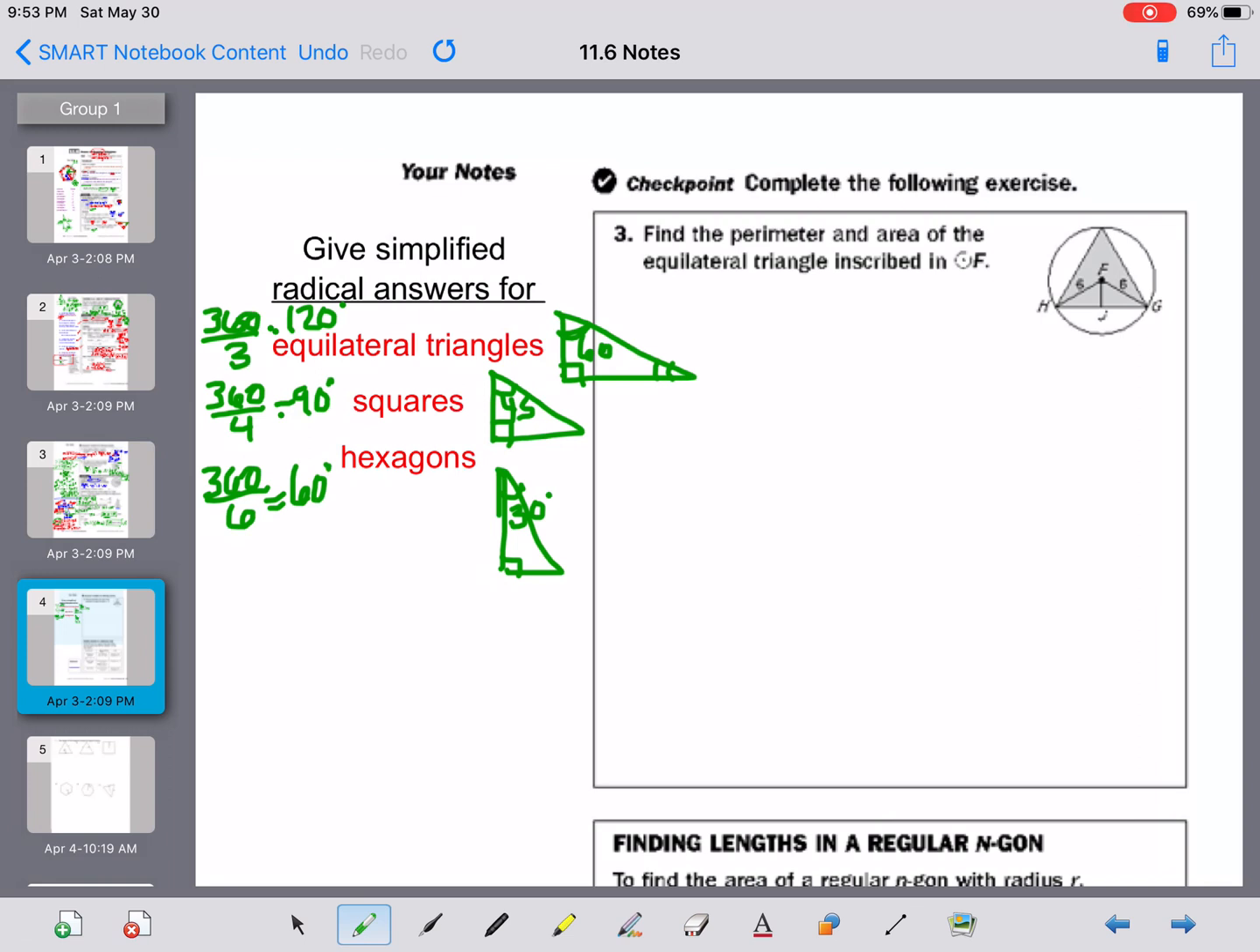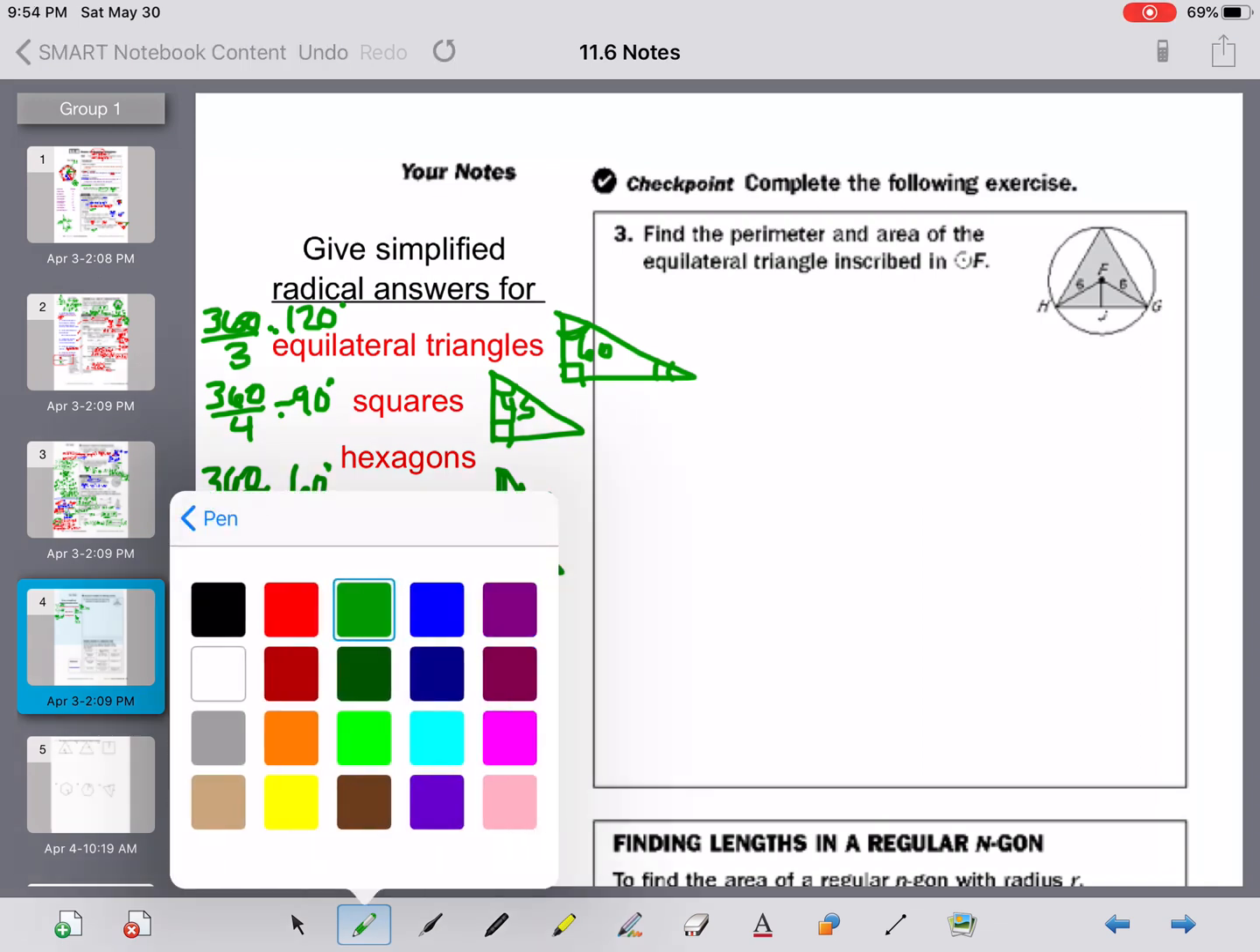But if I forget to, kind of think back to this rule. This is when I want those answers. Okay, so let's go ahead and do this problem here. I want the perimeter and then the area of this equilateral triangle inscribed in circle F.